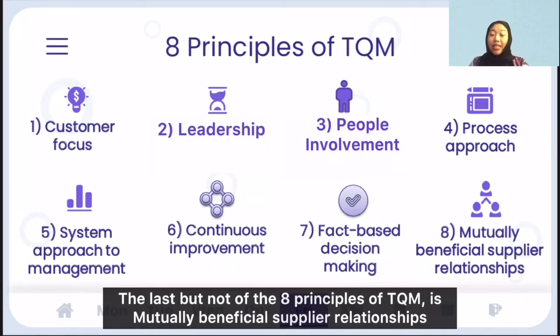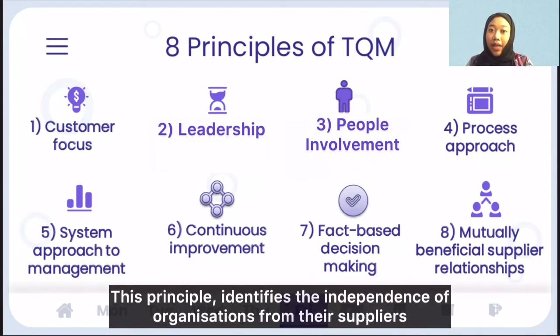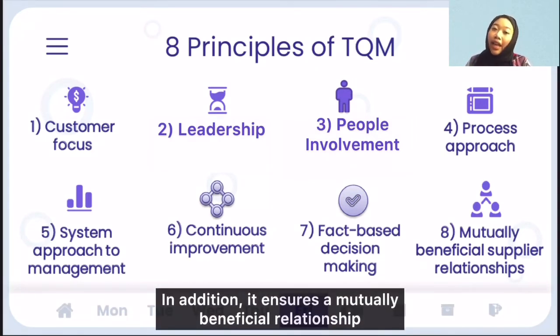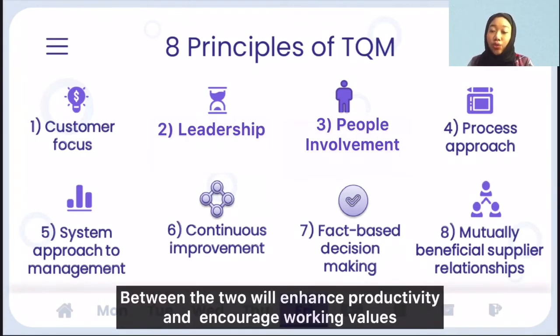The last but not least of the 8 principles of TQM is mutually beneficial supplier relationships. This principle identifies the interdependence of organizations and their suppliers. In addition, it ensures that a mutually beneficial relationship between the two will enhance productivity and encourage working value.